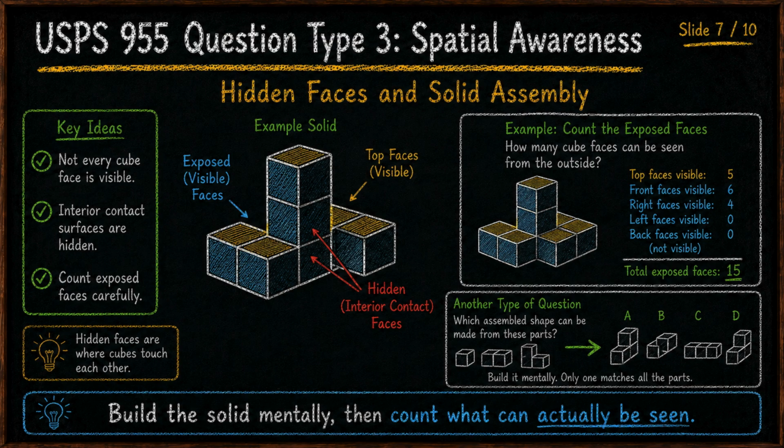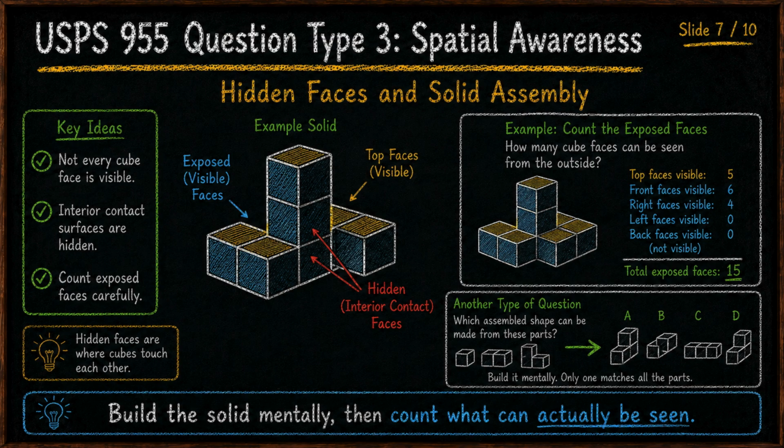Top faces, front faces, right side faces, left side faces, back faces, if visible, bottom faces, if the question includes them. For exposed face questions, each cube can have up to 6 faces, but touching faces are not exposed. So if 2 cubes touch, that shared contact hides 1 face from each cube. That is why the visible face count is often less than people guess.